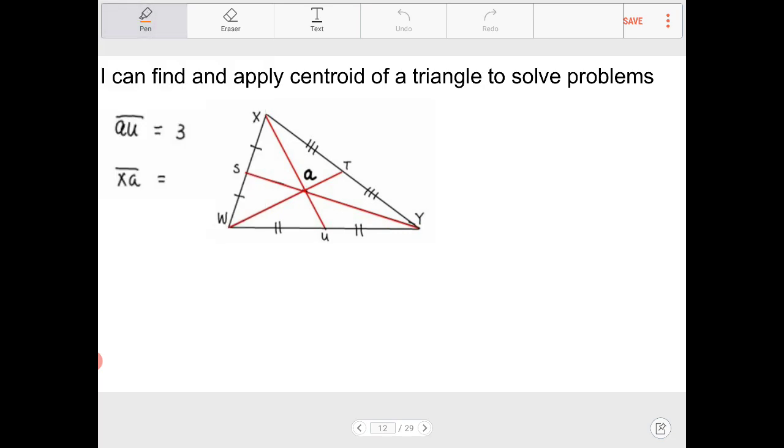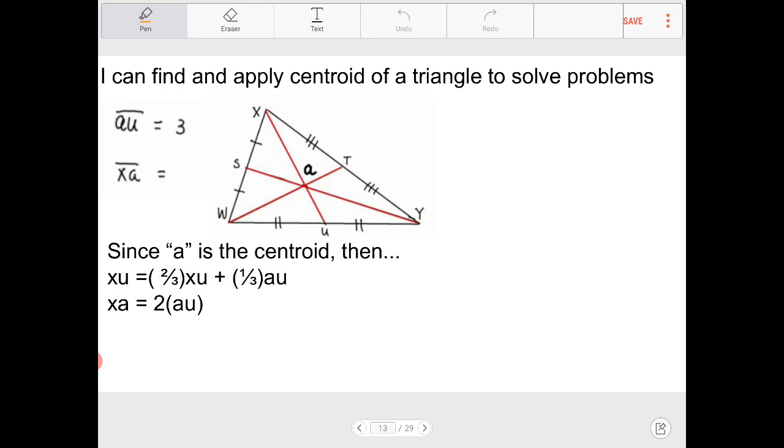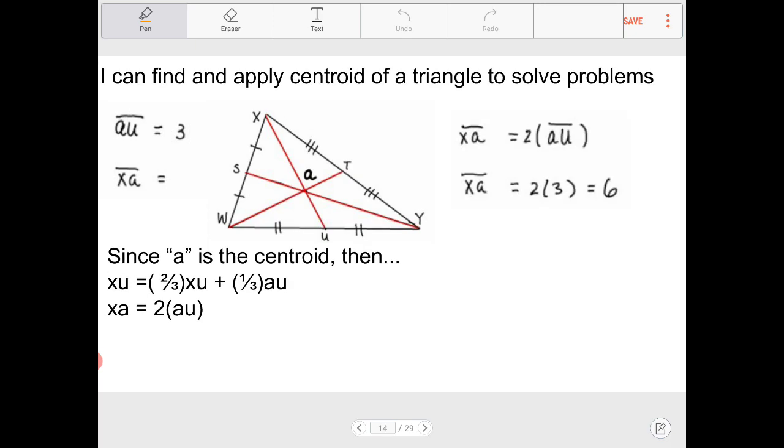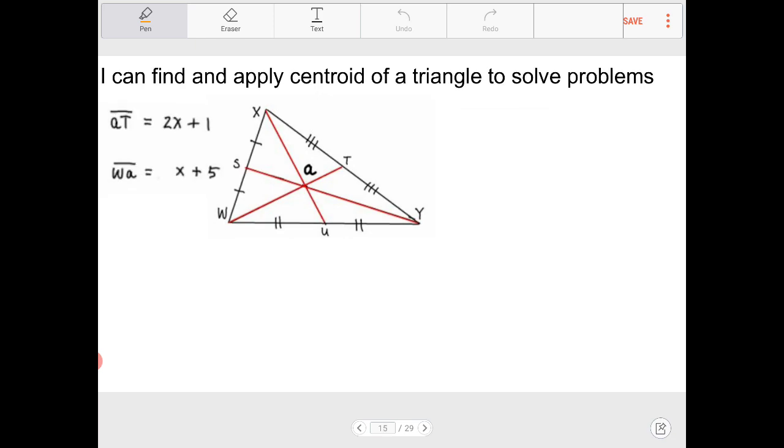Hopefully you had some time to think about this. So AU is going to be what portion of the overall length? It's going to be 1/3 of the overall length. So if this is 1/3 of the overall length, then XA is going to be twice as long as AU. Therefore, XA must have a length of 6. Let's take a look at another example.